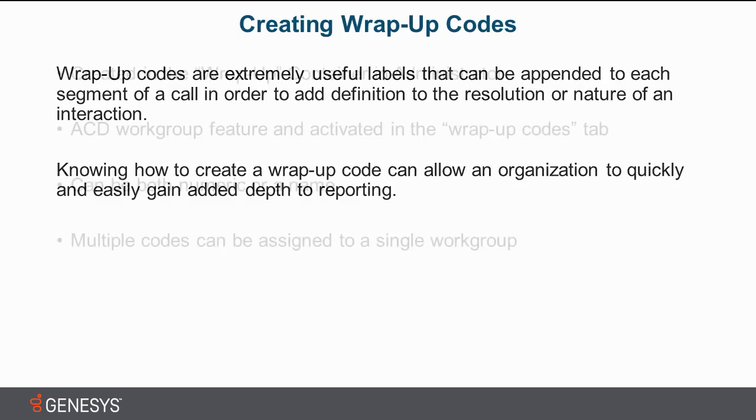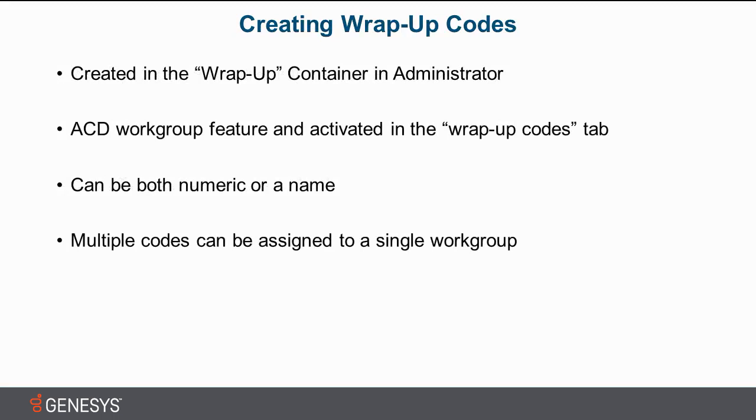So it's extremely useful. Before demoing, I just want to point out a few points on wrap-up codes. One, they are created in the wrap-up container in Interaction Administrator. Two, it is an ACD workgroup feature. It does not apply to workgroups that do not have ACD queues, and you activate it in the wrap-up codes tab of the workgroup. It can be both numeric or named, so you can have a wrap-up code be numeric, which is digits, so that they can enter it directly through their phone or station, but you can also have a name that can be assigned through the client. And finally, multiple codes can be assigned to a single workgroup.